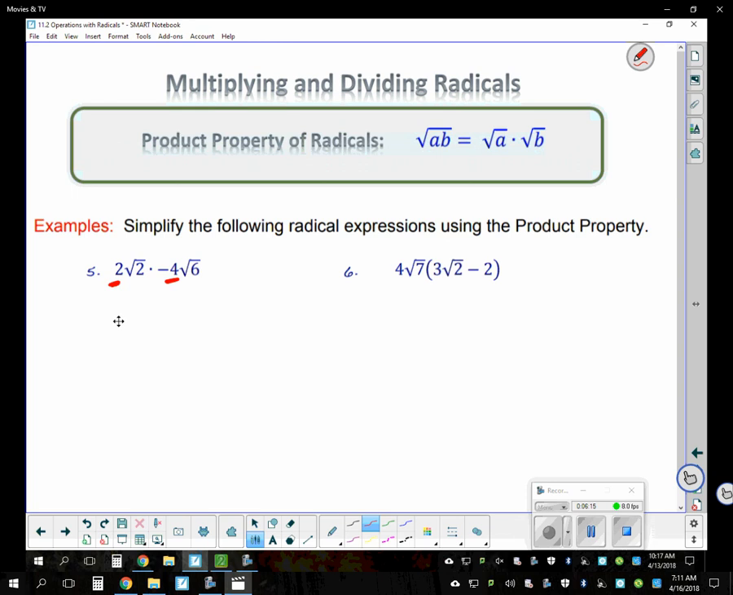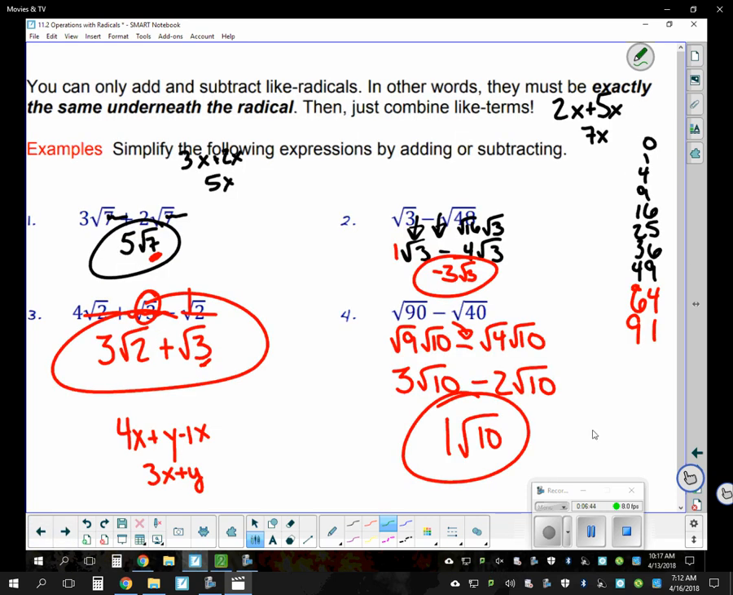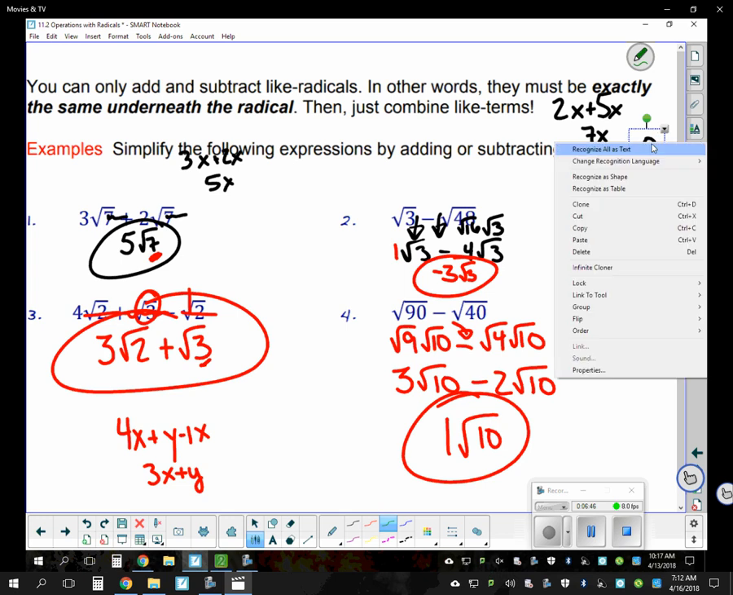So here, all you're going to do is multiply the numbers that are not under the radical. Those are called the coefficients. 2 times negative 4 is negative 8. And then multiply the radicals. Square root of 2 times square root of 6 gives you square root of 12. But of course, you're not done yet. What else do you think you're going to have to do? Same as all our other problems, we have to simplify that radical. Okay? So again, you multiply the stuff that's not under the radical, and then you multiply the stuff that is under the radical. Very different from adding and subtracting.